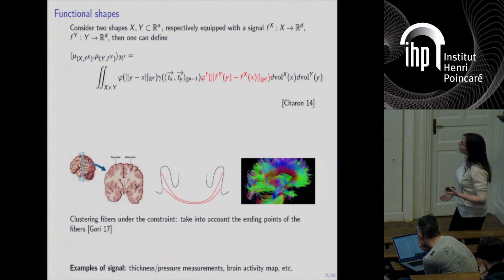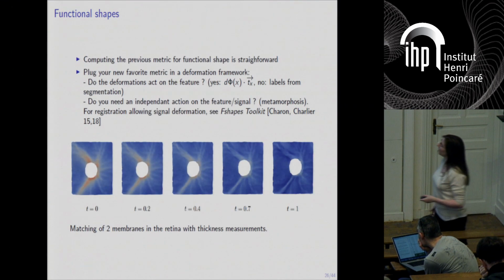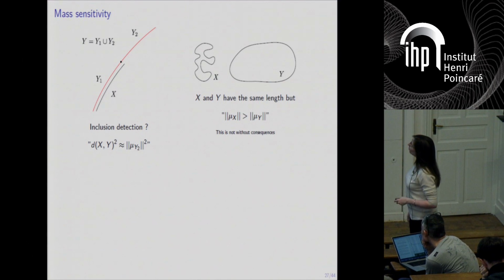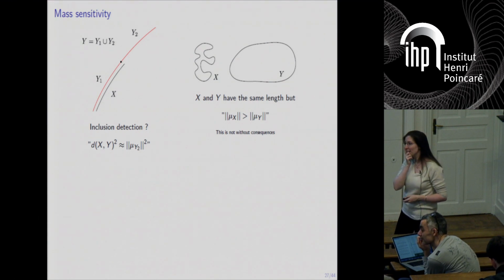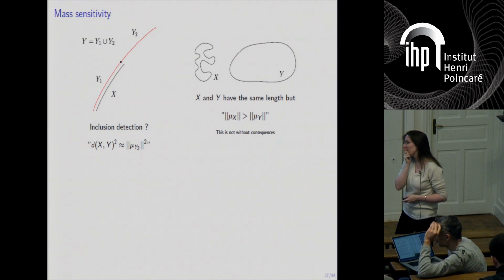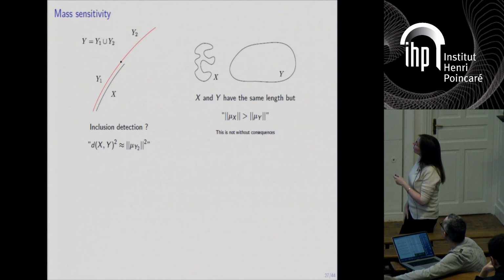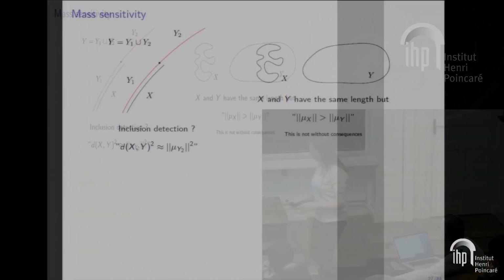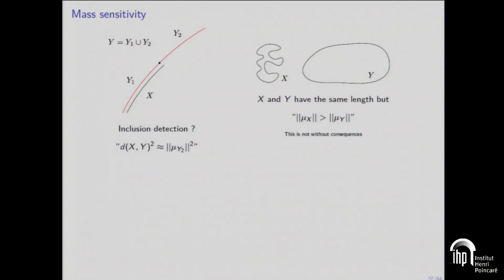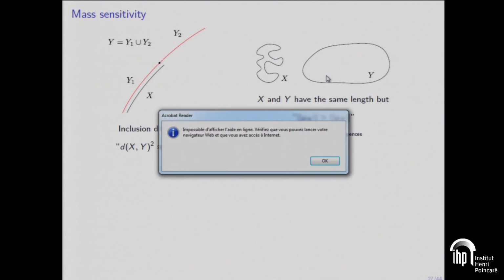I will skip the part about functional shape, I guess. And I will just come back on this mass sensitivity, and I will let Jean talk to you. You have 5 minutes to conclude. Sorry. So, I won't give you my interpretation. I will just need Jean to talk to you about one of the drawbacks of this metric. No, so it's not really a drawback.